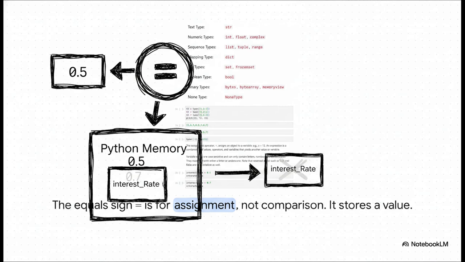So how do we actually do that? Well, looking at this example, interest rate equals 0.5. It's really important to know that the equal sign here isn't asking if they're equal. Not at all. It's an instruction. It's called the assignment operator. It tells Python, hey, take this number, 0.5, and store it in a box with the label interest rate. From that moment on, whenever we use that name, Python knows we're talking about the value 0.5.